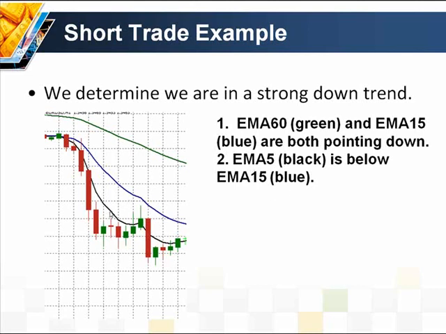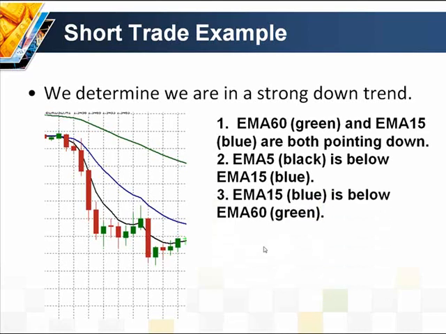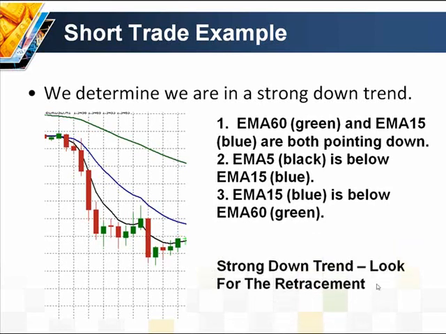The second criteria is that the EMA 5, which is our black line, is below the EMA 15. So looking here, the EMA 5 in this case is below the EMA 15. And finally, the EMA 15, the blue line, is below the EMA 60. And once those three criteria are met, we have established that we are in a strong downtrend. We look for the retracement.